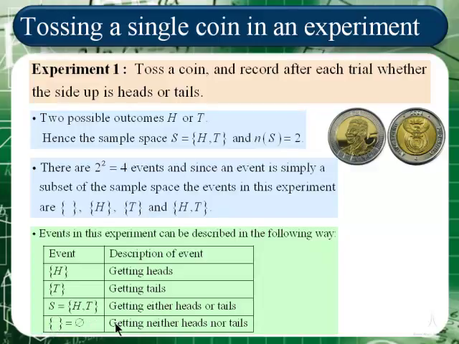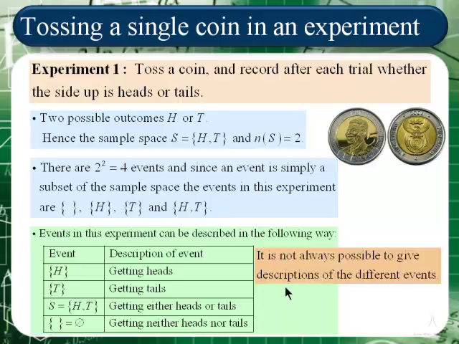Now it's possible to toss a coin and it may roll and end up against the wall, lying on its side. Therefore you can get neither heads nor tails. Just one remark. It is not always possible to give descriptions of the different events. In this relatively simple experiment, it is possible to give a clear description of each of the 4 events.